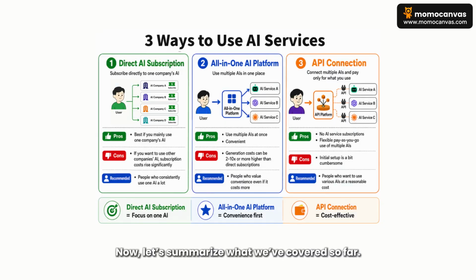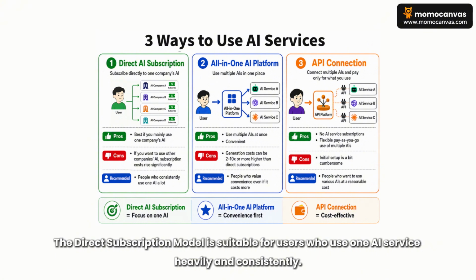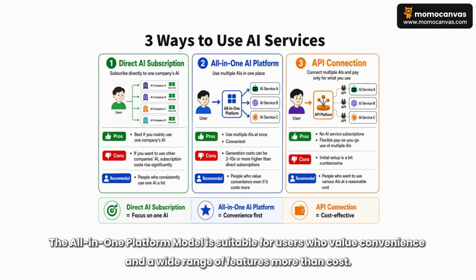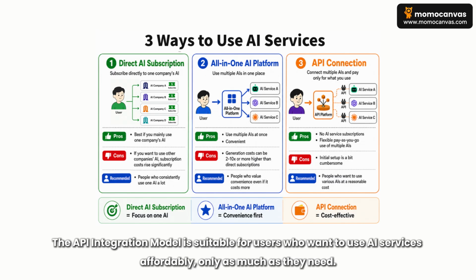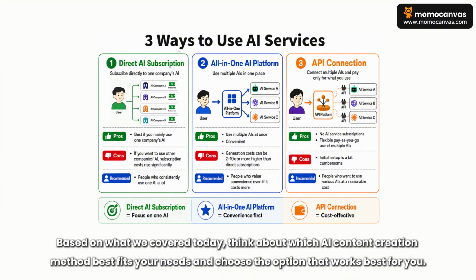Now let's summarize what we've covered so far. AI content creation methods can be divided into three main types. The direct subscription model is suitable for users who use one AI service heavily and consistently. The all-in-one platform model is suitable for users who value convenience and a wide range of features more than cost. The API integration model is suitable for users who want to use AI services affordably, only as much as they need. Based on what we covered today, think about which AI content creation method best fits your needs and choose the option that works best for you.